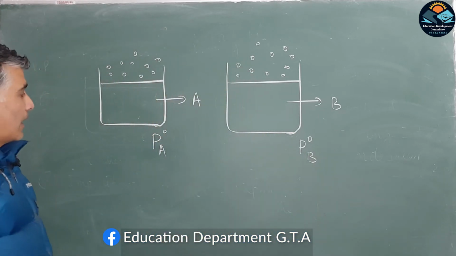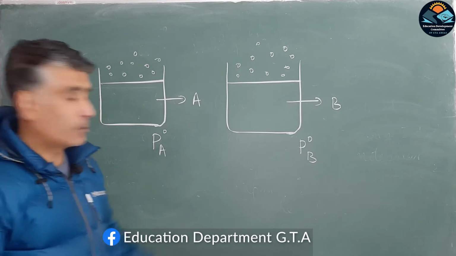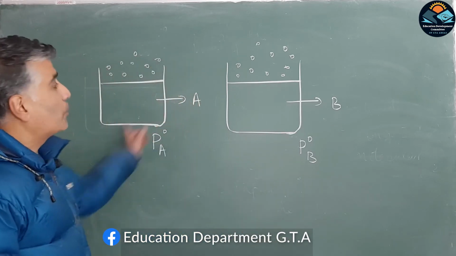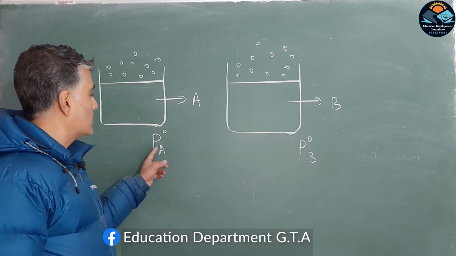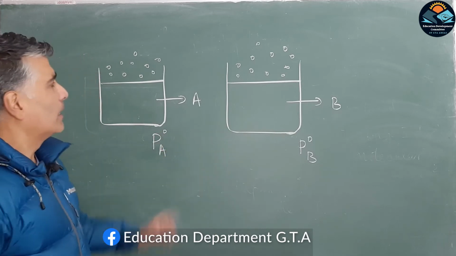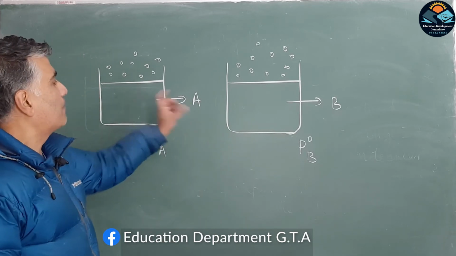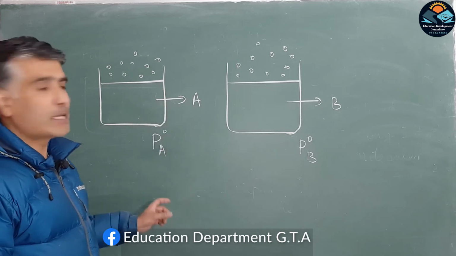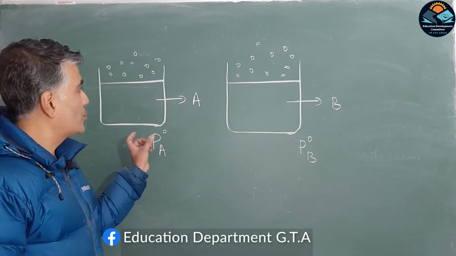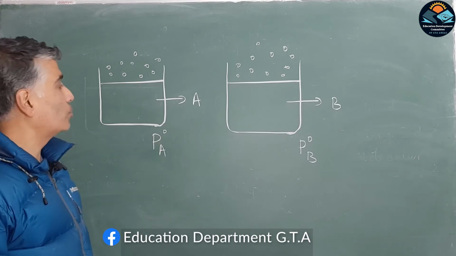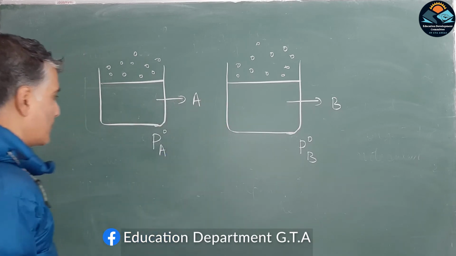So I've got liquid A and liquid B in pure state, and their vapor pressures in pure state are P degree A and P degree B. Let me assume that I have maintained both the liquids at the same temperature, because I don't want the temperature to change, because temperature also affects the vapor pressure. So both the liquids are at the same temperature.